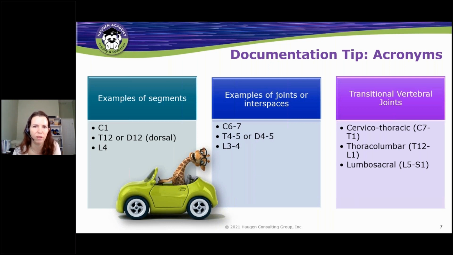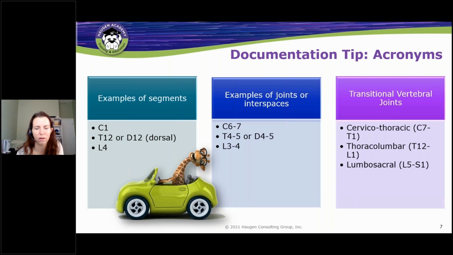Alternatively, you will see examples of joints or interspaces referred to as you see on the slide. So C6, 7 would be representing cervical vertebra 6, 7. Or T4 to T5 or D4 to D5 would be referencing that space, or interspace or joint, between thoracic vertebra 4 and thoracic vertebra 5. Then there are the transitional vertebral joints, or transitional regions. When the cervical spine transitions to the thoracic, it would go from C7 to T1, your first thoracic vertebra, and that would be referred to as C7 to T1.